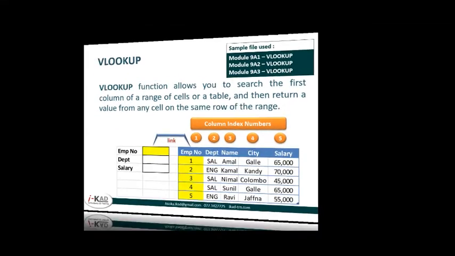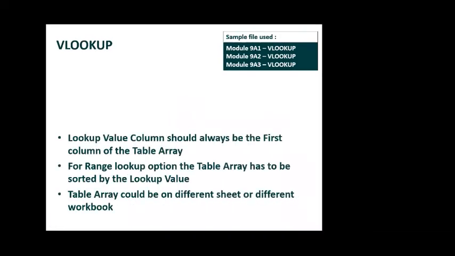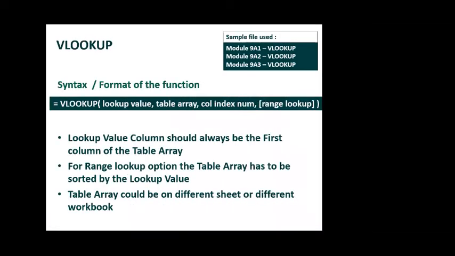Okay. Now let's move on. The syntax is this. Lookup value, that is the common field for both. The table array, where you are looking. The column index number: which column do you want in that table? And whether it's an exact match that you want or a range lookup. Forget about this one for the time being.